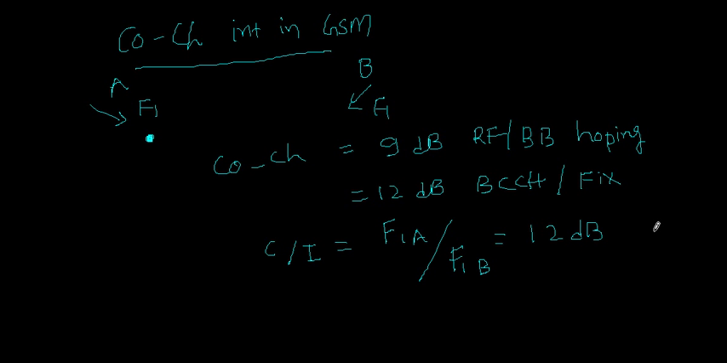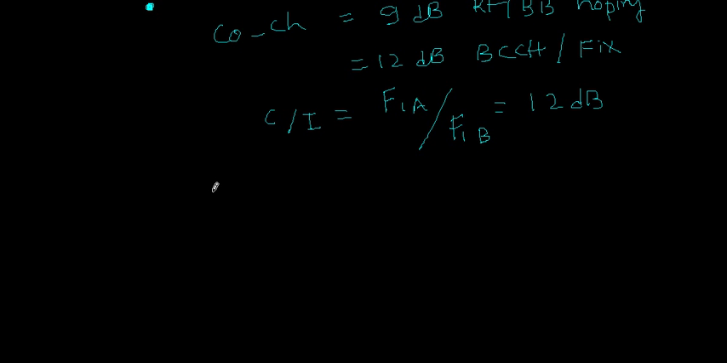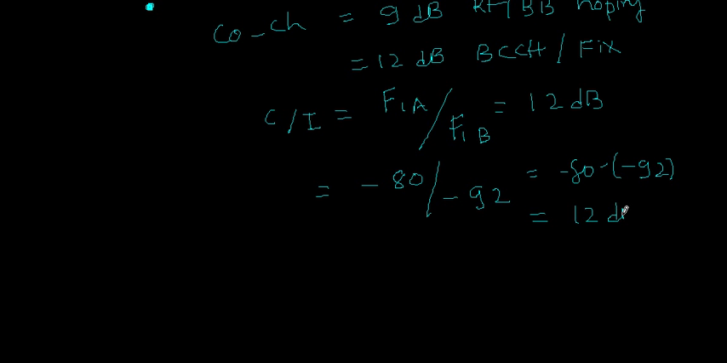Now you can see how it works. For example, if I get the Rx level from cell A at minus 80 dBm, and my interference is coming in at, let's say, minus 92 dBm, they are in a ratio in dB, so I can easily subtract them. Minus 80 minus minus 92 comes to around 12 dB. So I am safe in this location.